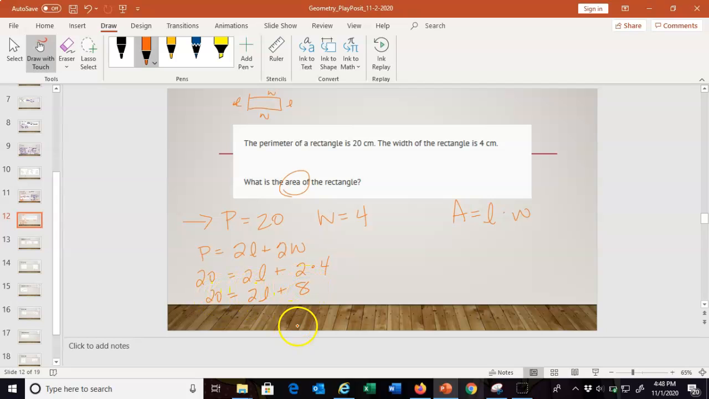Plus 8. So we would subtract the 8 from both sides, right? And I inevitably always run out of room. You guys know me. So we get 12 equals 2L. We'll divide both sides by 2. L equals 6. So now we have the length and we have the width, and we can use that over here in the area formula.